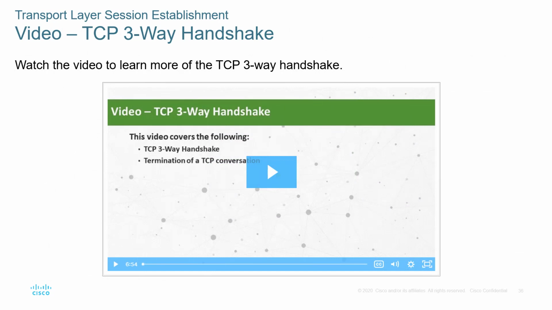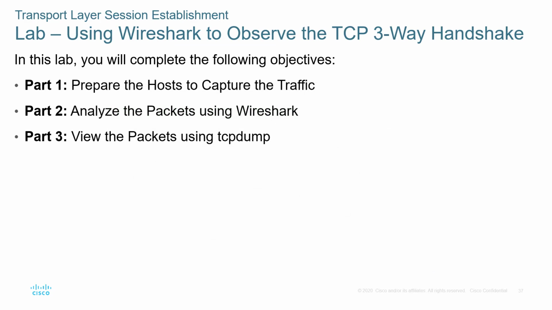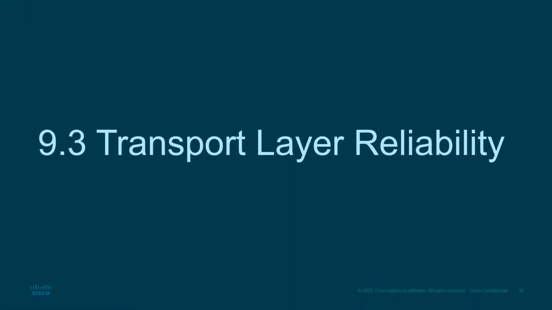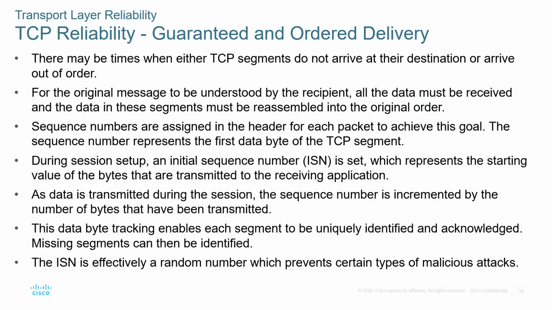In the reading there is a video walking through this again. We also have an additional lab. So with that said, we have our last major section, which is the transport layer, looking at reliability. Again, TCP is reliable, guaranteed delivery in a specific order. Because there are times when the segment may not arrive in the correct order, so there has to be a way to put them back in order.